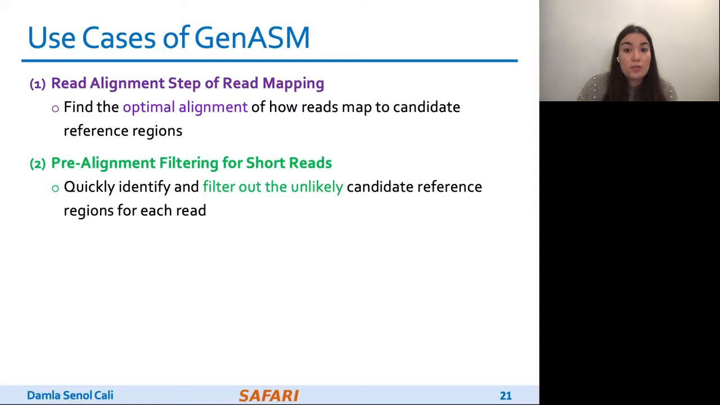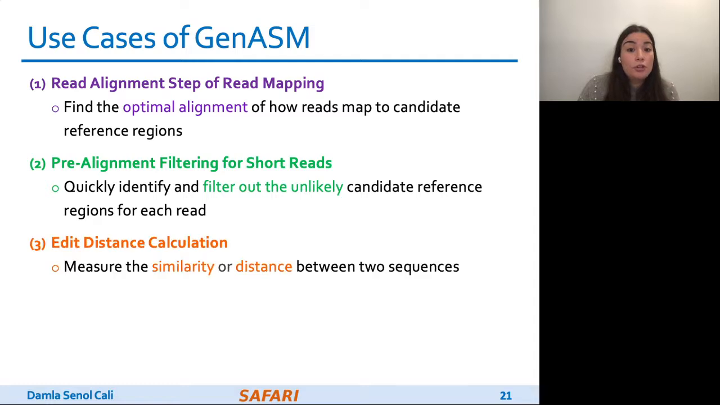Our second use case, pre-alignment filtering for short reads, where we aim to quickly identify and filter out the unlikely candidate reference regions of each read by approximating the edit distance between them and filtering out if it is above a threshold. And third use case, edit distance calculation, which is one of the fundamental operations in genomics that measures the similarity or distance between 2 sequences.